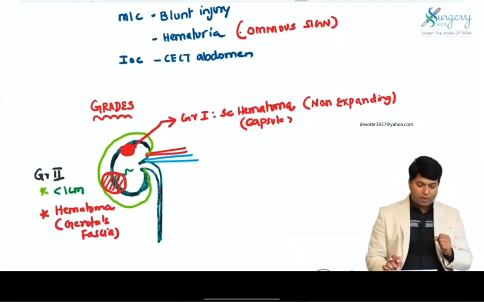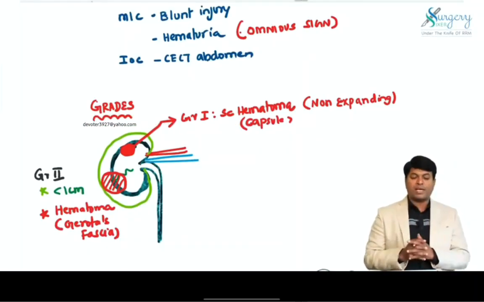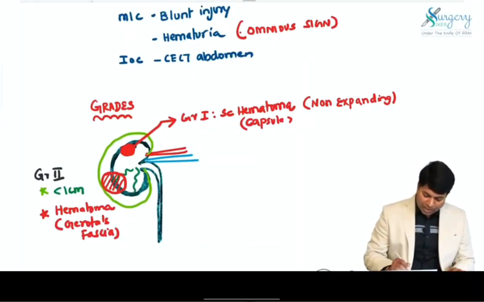Grade 1 is subcapsular hematoma. Grade 2 is laceration less than 1 centimeter, with hematoma confined to Gerota's fascia. And grade 3 is whenever there is a laceration more than 1 centimeter.